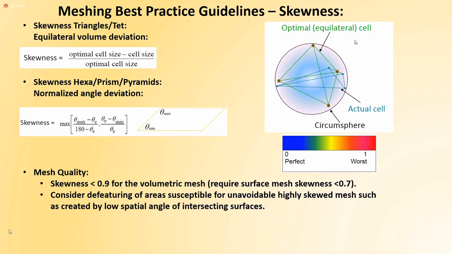Okay, skewness. Everybody knows what skewness is. Skewed cell. We want our skewness to be lower than 0.7 usually in the surface mesh, in order for it to be under 0.9 in the volume. Anyway.